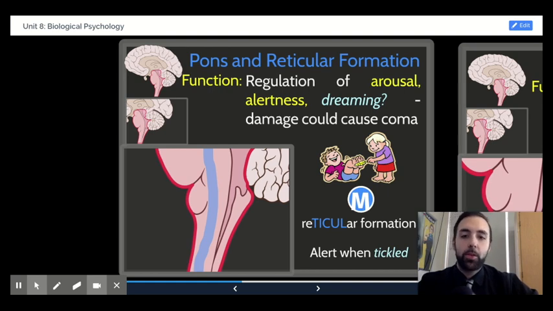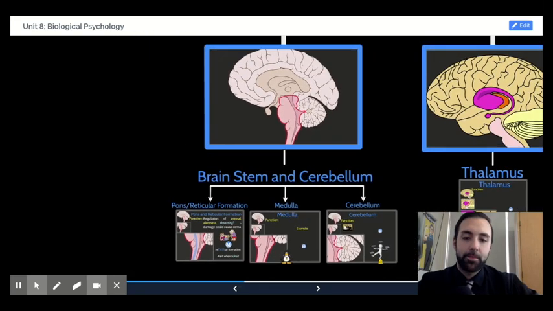As a mnemonic, when I look at the word reticular, the T-I-C-U-L in the middle kind of reminds me of the word tickle. It kind of even sounds like that. I don't know about you, but if I was tickled, I'd get really alert really quickly. That alertness would at least partially be produced by activity in the reticular formation or pons.